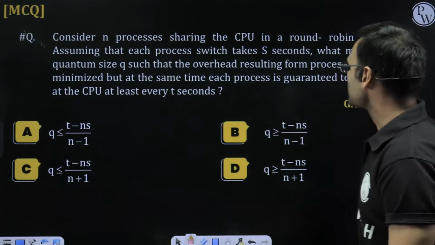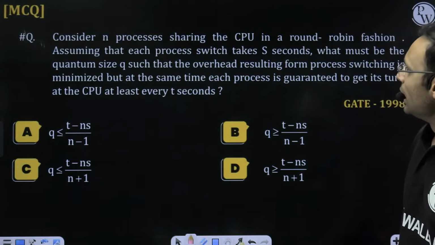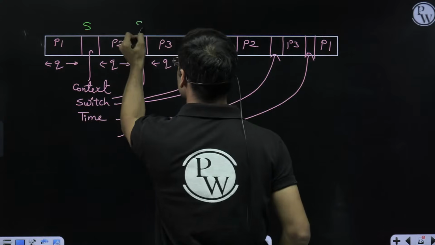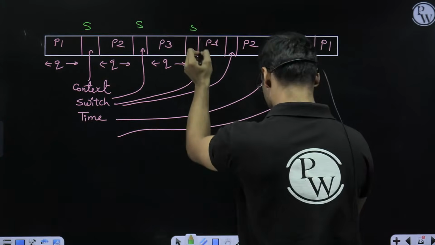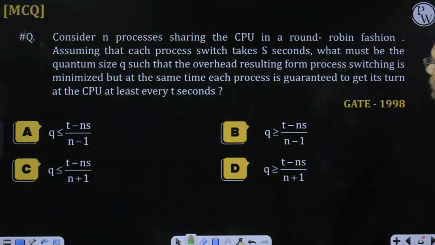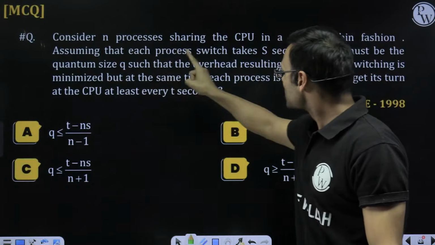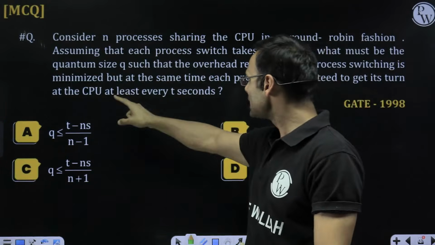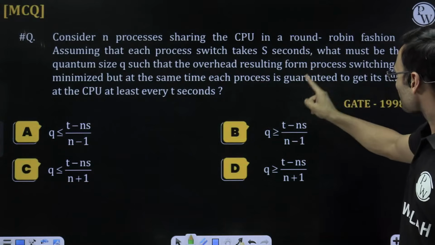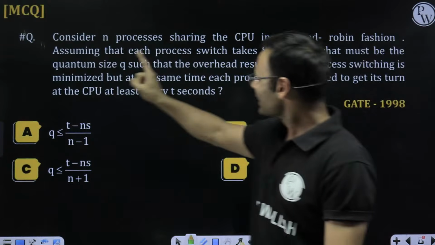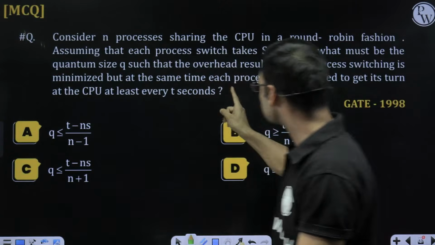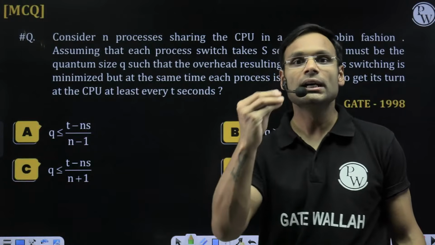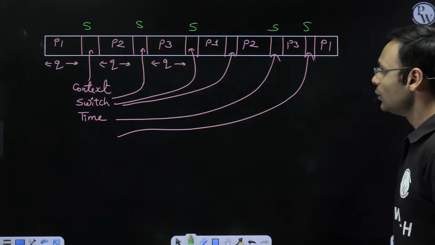Consider n number of processes sharing the CPU in round robin fashion, assuming that each process switch takes s seconds. So context switch time is s. Every context switch time is s. Further, what must be the quantum size q such that the overhead resulting from the process switching is minimized, but at the same time each process is guaranteed to get its turn at the CPU at least every t seconds.